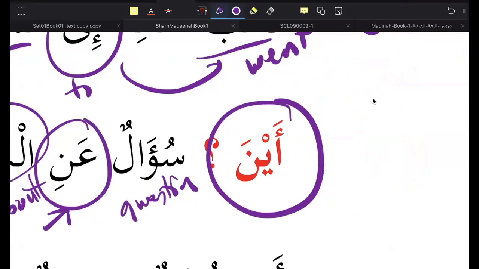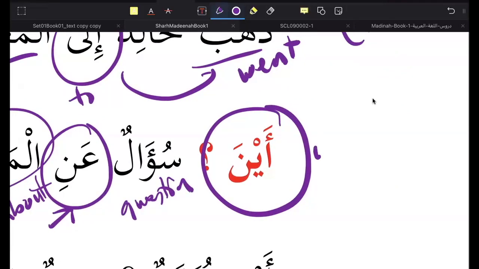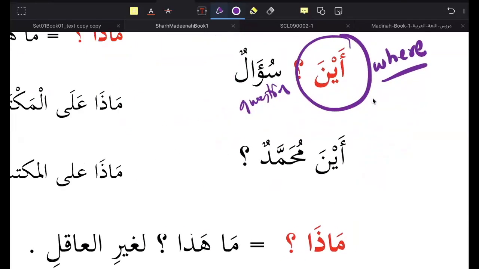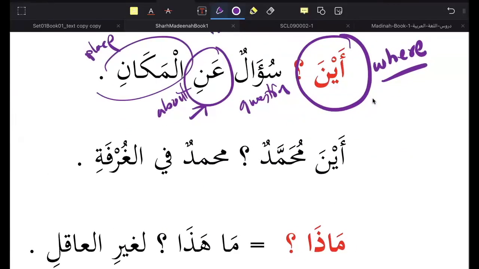So what is aina then? Where? Yes, very good. Where, not which. It's about place. It's a question about place. Su'al anil makan. Question about place. So now you can say aina Muhammadun. So where is Muhammad? Very simple. Once you know aina, whatever you need to know, you just add that noun.